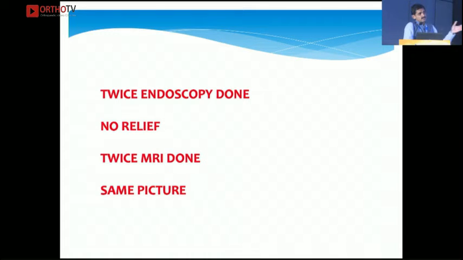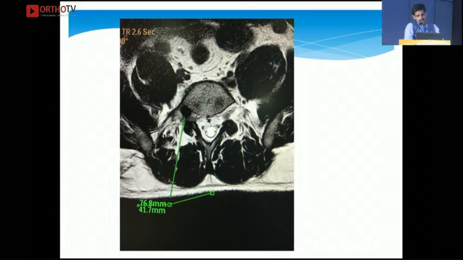So a repeat MRI was done because you want to know where it is. Repeat MRI, absolutely the same picture, no change at all, except your transiliac window and your operative track is there. Apart from that, the picture is the same. So this is the MRI. So then I went to the MRI console to see where it is, and I targeted this fragment on the MRI.